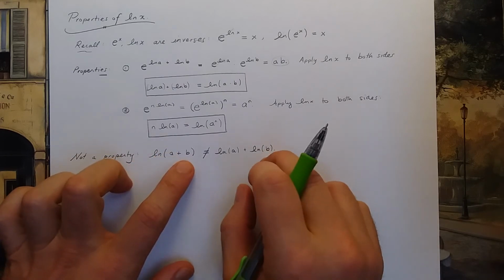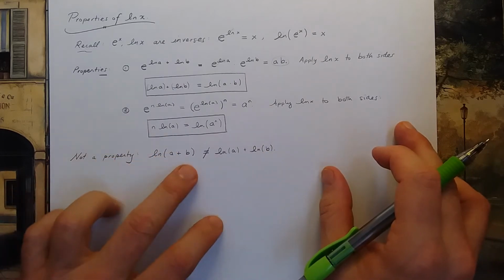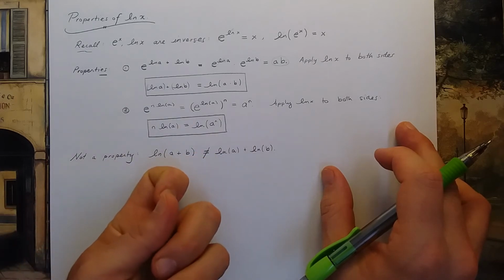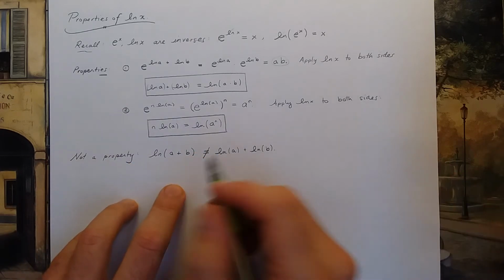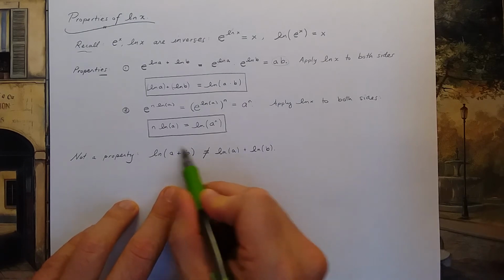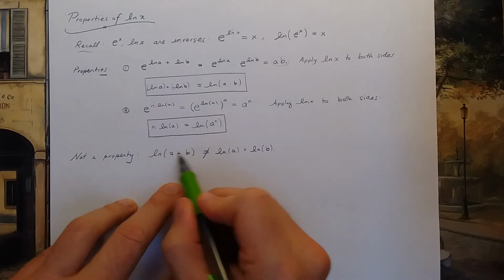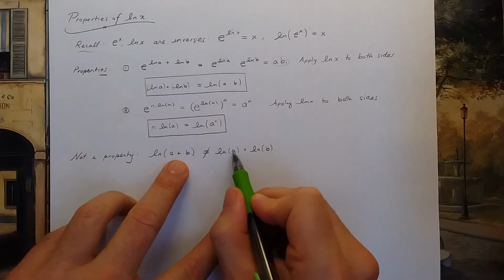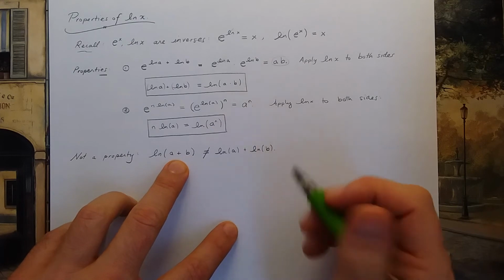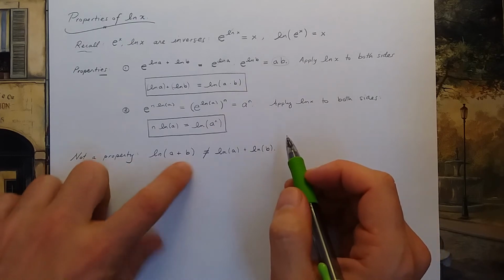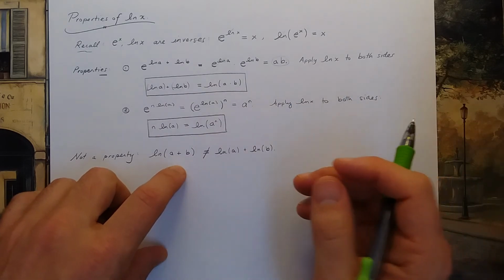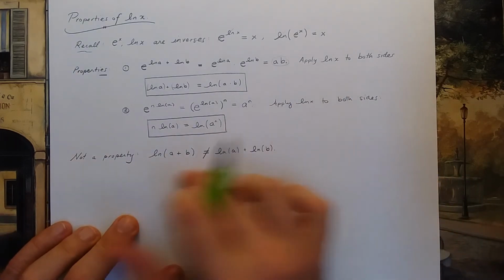This is not equal to this. The reason why you could see it's false is by just plugging in your favorite cases for a and b. For example, if you plug a equals 1 and b equals 1 into this expression, you get log of 2. On the other side, you get log of 1 plus log of 1. And from the graph, we know that log of 1 is equal to 0. So if this were true, it'd say log of 2 is equal to 0, which is just garbage. Anyway, don't make this mistake if possible.